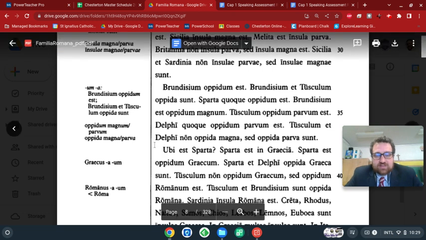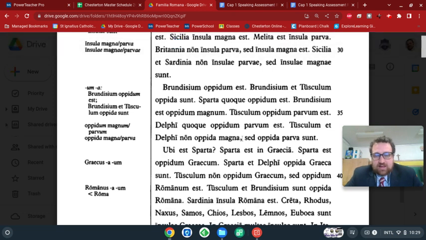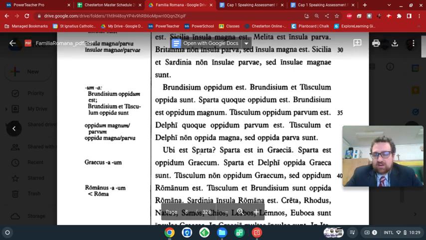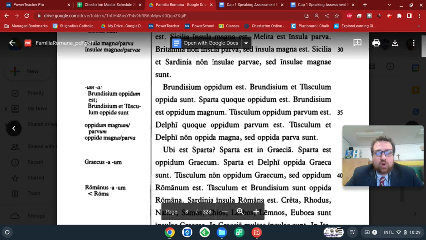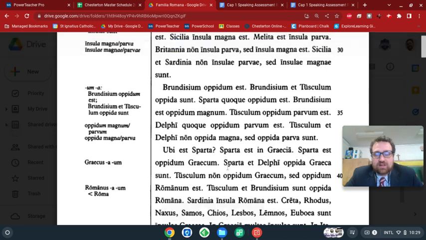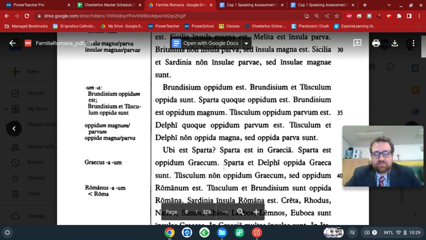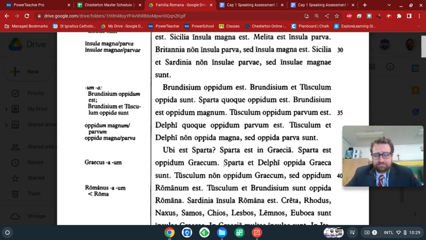Tusculum et Delphi non oppida magna, sed oppida parva sunt. Ubi est Sparta? Sparta est in Graecia. Sparta est oppidum Graecum. Sparta et Delphi oppida Graeca sunt. We're going to do this sentence as well.